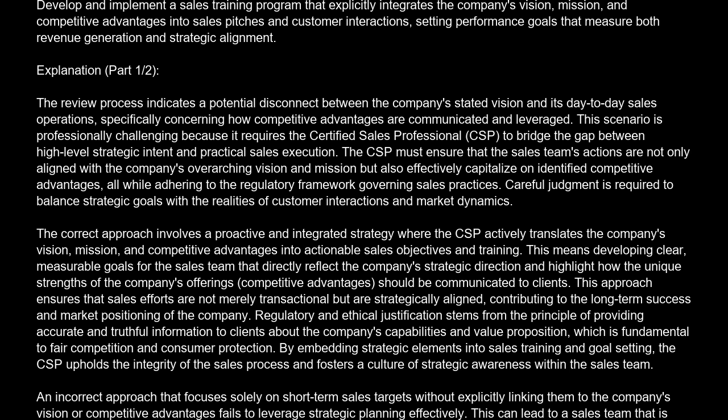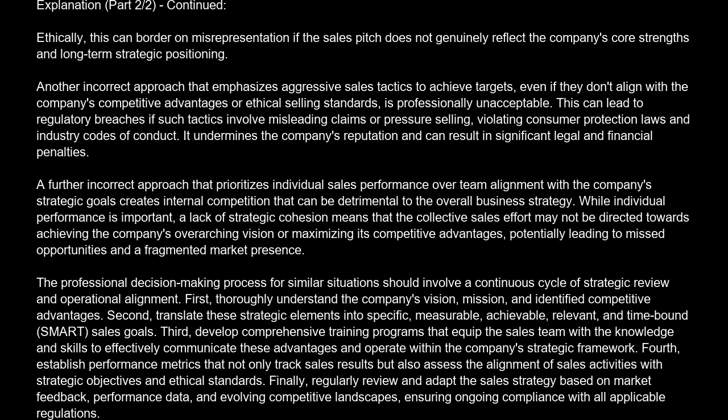An incorrect approach that focuses solely on short-term sales targets without explicitly linking them to the company's vision or competitive advantages fails to leverage strategic planning effectively. This can lead to a sales team that is disconnected from the company's broader purpose, potentially misrepresenting the company's value or focusing on less sustainable sales tactics. Ethically, this can border on misrepresentation if the sales pitch does not genuinely reflect the company's core strengths and long-term strategic positioning.